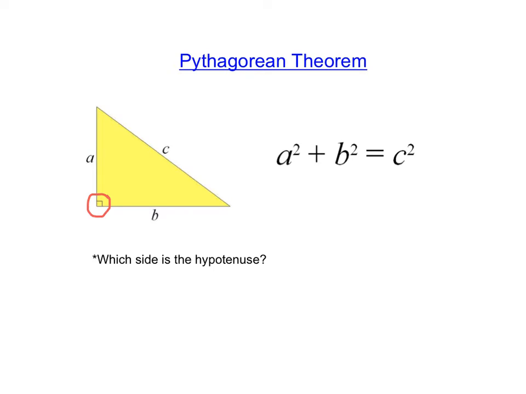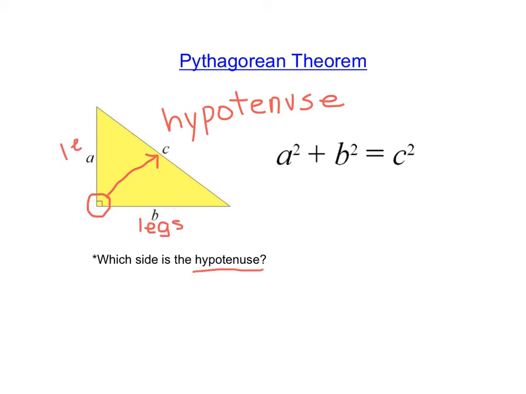It's important that we learn which side is the hypotenuse. The hypotenuse is the side that's across from the right angle. So this one, and we usually use the C for this. This is the hypotenuse. And I have to take my time to spell that right. That's the hypotenuse. We call these other two sides the legs. It doesn't matter which one of these is A or B, these are just the legs, but the hypotenuse is always the C. And this is our formula.